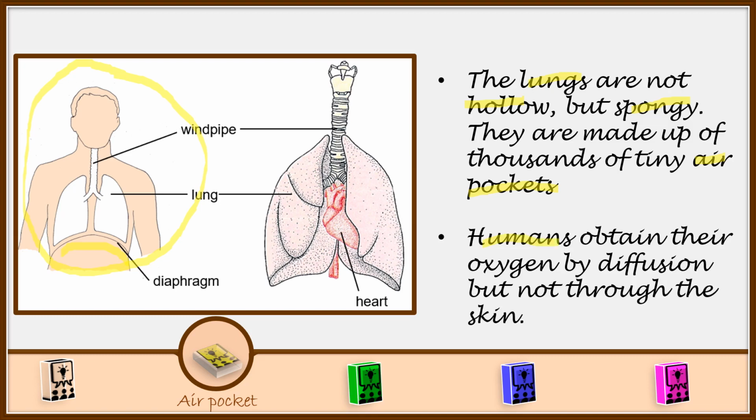Humans obtain oxygen by diffusion, but not through the skin. The diffusion of oxygen does not pass through the skin. It passes through the lungs.